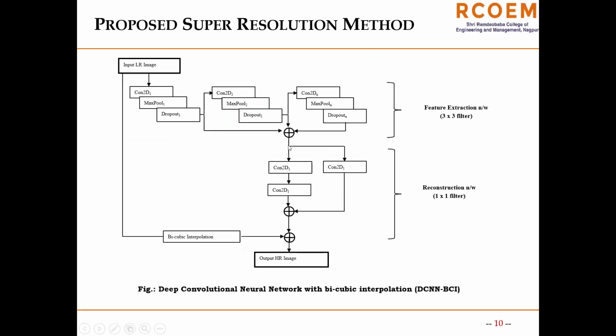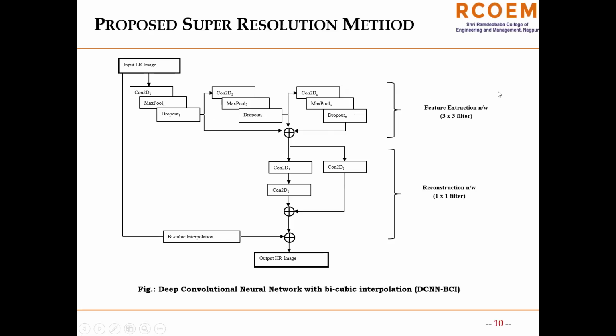Now, this is the detailed architecture of the deep convolutional neural network with bicubic interpolation. So here the input is a low resolution image. Then I have applied a CNN, that is a 3x3 filter, using 2D convolution, max pooling and dropout. Then we get the upscaled image.